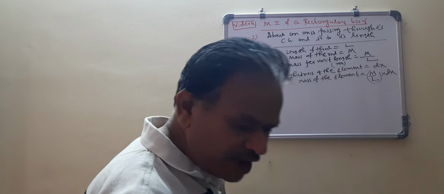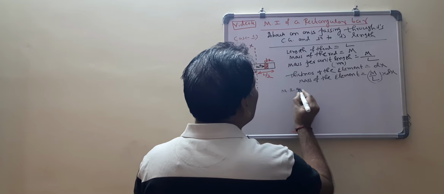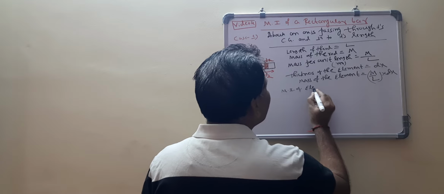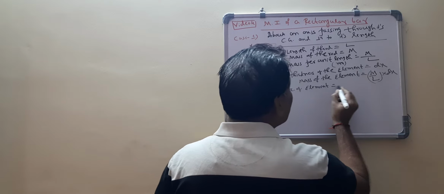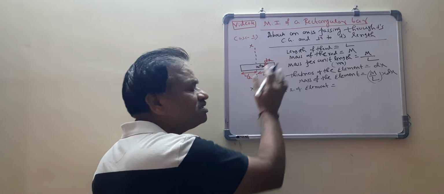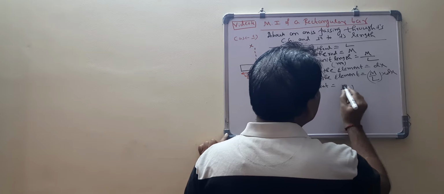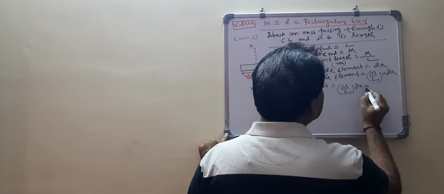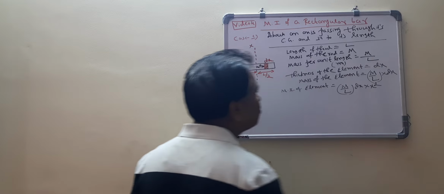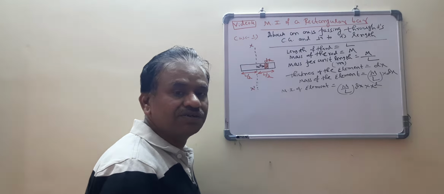Now, the moment of inertia of the imaginary element. What is the formula for the moment of inertia? Mass multiplied by the square of the distance. That is m by L into dx into x square. What is x? The distance between the axis and the element.